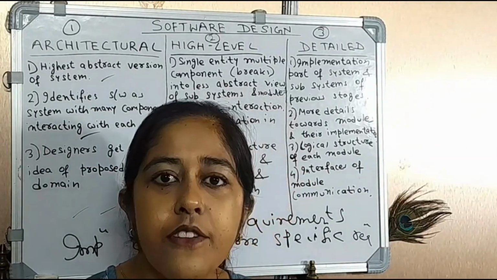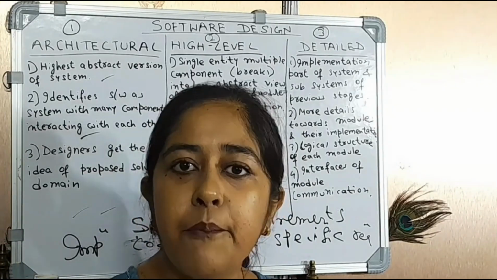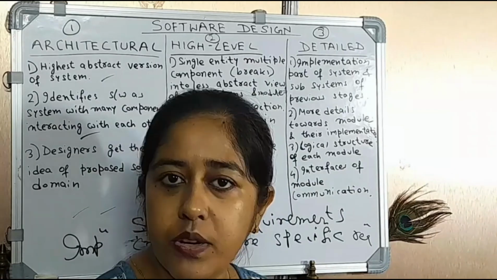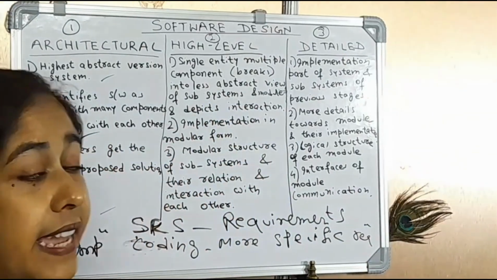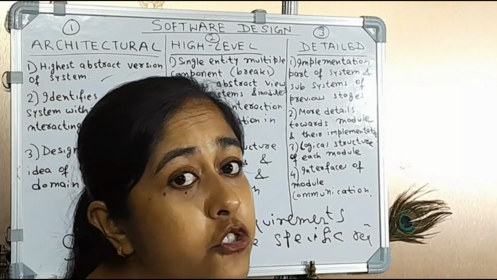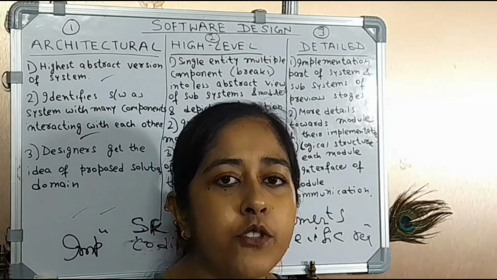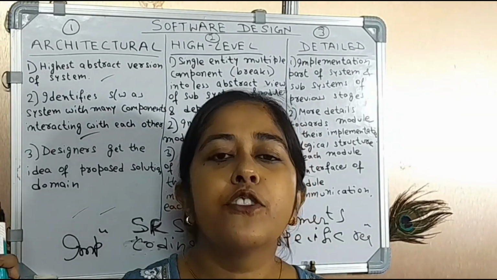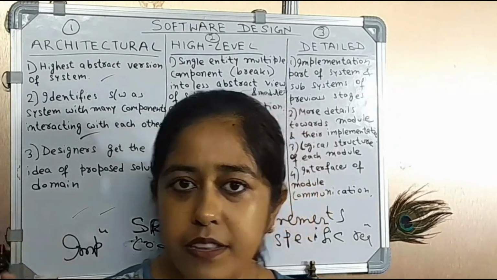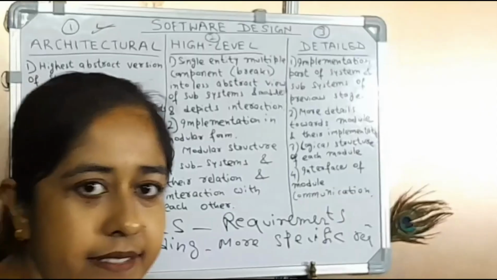So after doing their work, they are giving the output to the other particular component. And again, that component is working. So this thing is going on in this first phase. And third one, the designers are getting what? A proposed solution domain. Now, what solution? I have the problem. What kind of solution am I going to get? That particular idea is going to be achieved in the first level. So this is our architectural level of designing.